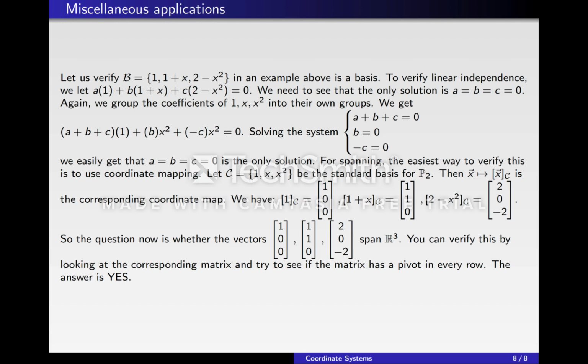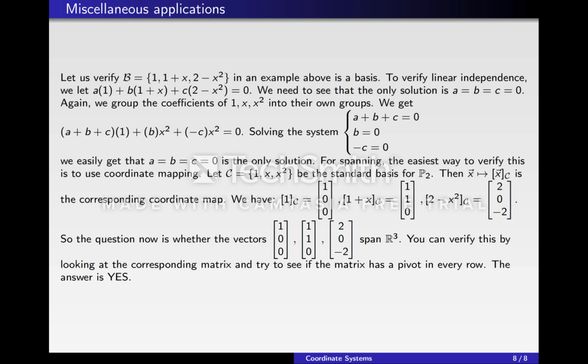Right. So the second equation already tells you B equals 0. The third equation tells you C equals 0, and you plug those values into the first equation. That forces A to be 0, and that's the only solution. Okay, so that's linear independence.